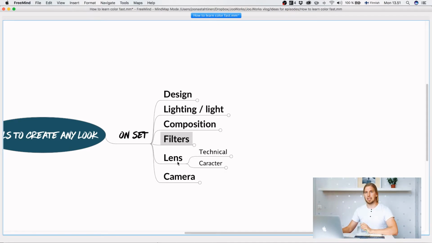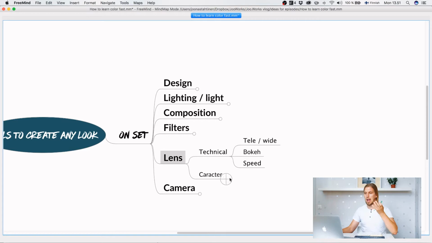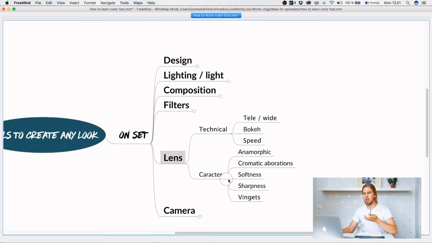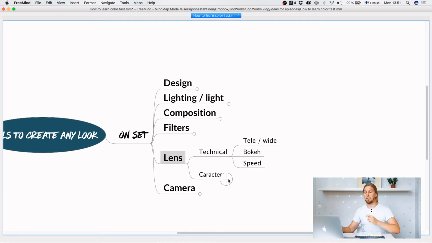And then of course lenses. Lens is a big part of the look. And when we're talking about lenses, we have to consider a technical part and the character of the lens, the creative side of the lens. But let's talk about technical first. So is the lens a telelens or is it a wide lens? Because that really affects the look. What is the bokeh, how much and what kind of bokeh it has, and what is the speed of the lens? Because speed allows you to, for example, get away with much less lighting.